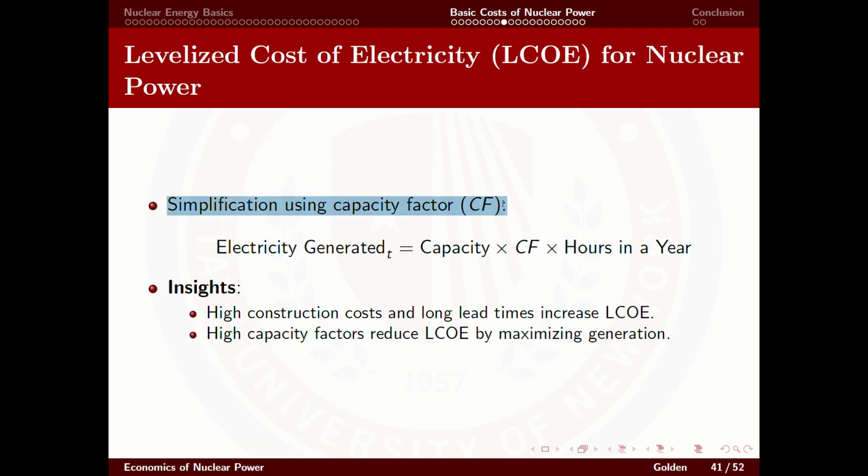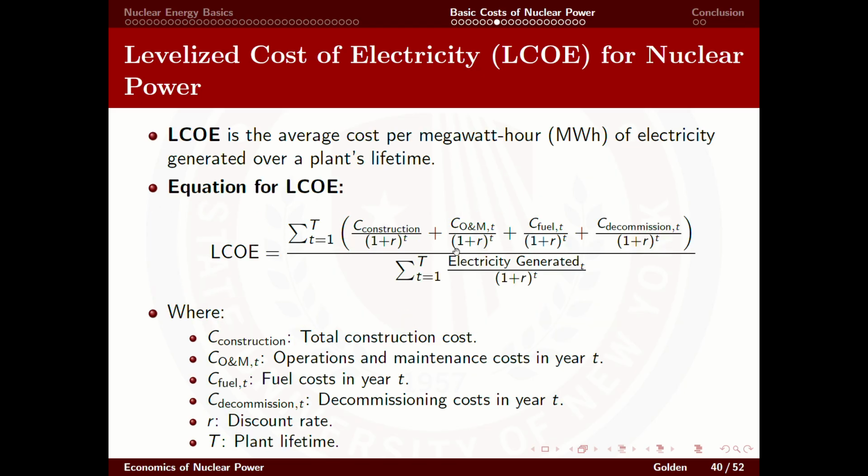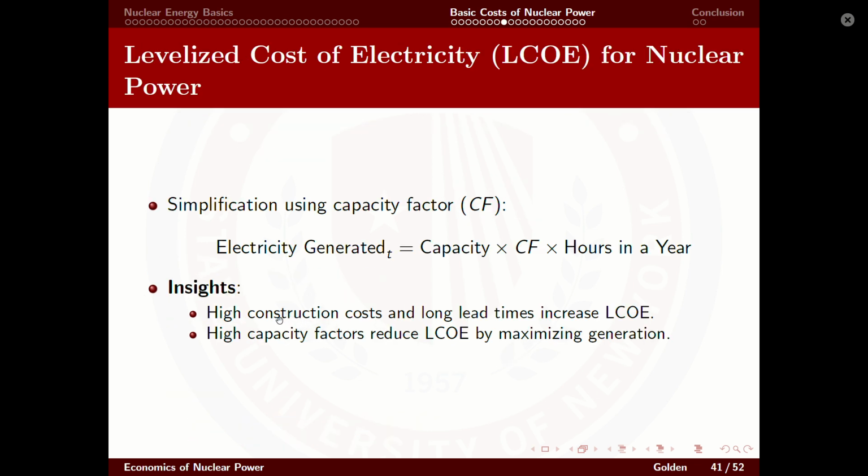So, simplification using capacity factor: you can solve for electricity generated as the generator's capacity times capacity factor times hours in a year. So that will give you the electricity generated, which goes right there. And then high construction costs and long lead times increase LCOE. High capacity factors reduce LCOE.